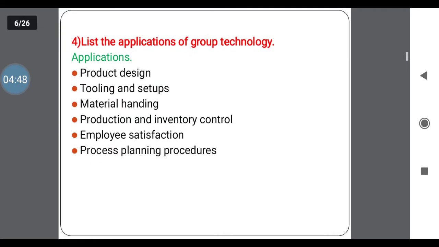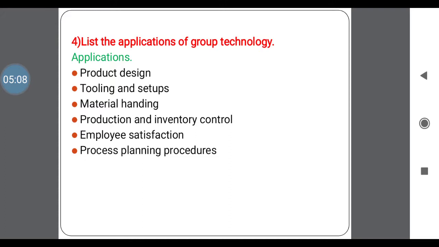Next one is to list the applications of group technology, or what are the applications of group technology. The first one is the product design. It shows the product designs. Second one is the tooling and setups. Third one is the material handling. Fourth one is the production and inventory control. It is for the inventory control process also.